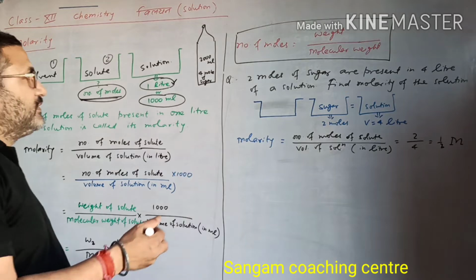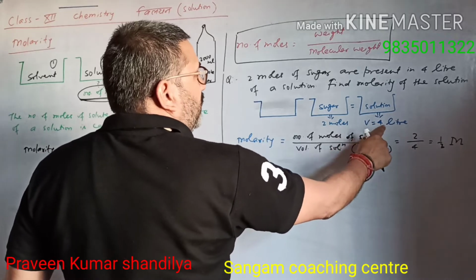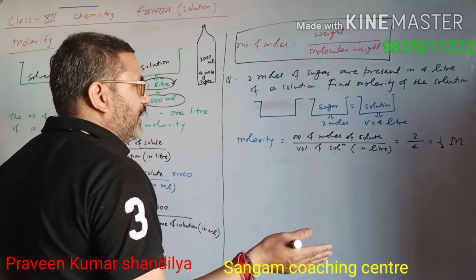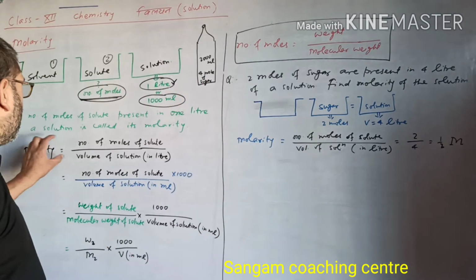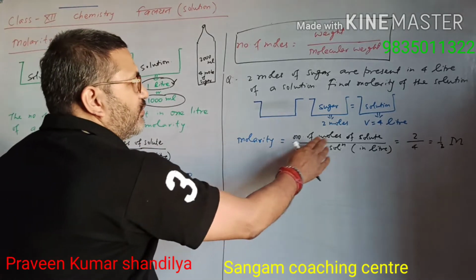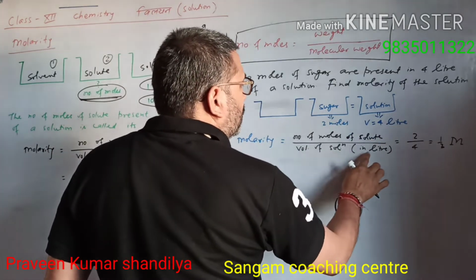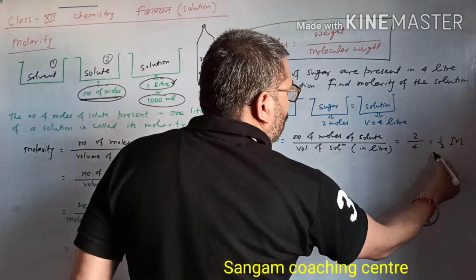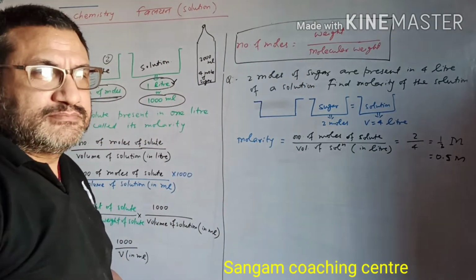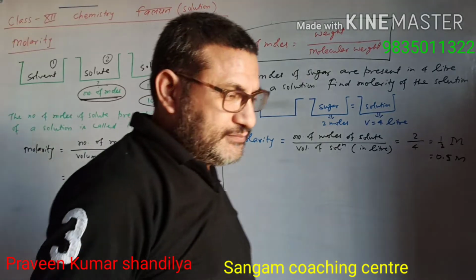Here I have a question. 2 moles of sugar are present in 4 liters of a solution. The volume is 4 liters and the number of moles of sugar is 2. How can we calculate? We have a formula. Molarity is equal to number of moles of solute divided by volume of solution in liter. Number of moles is 2 and volume is 4, so that is 2 by 4, which is 1 by 2, that means 0.5 M. How easy! Write it down now.